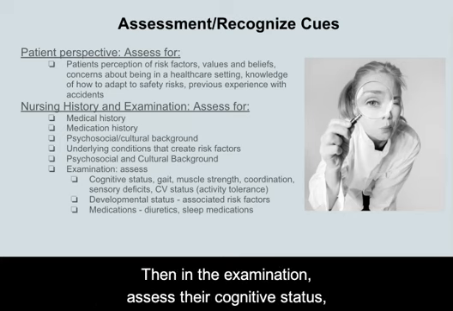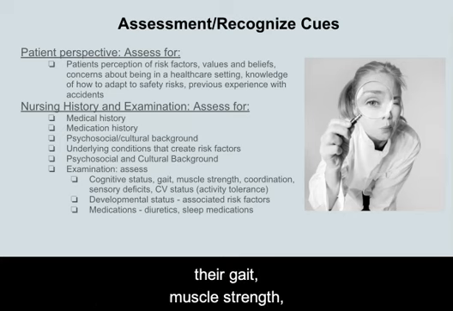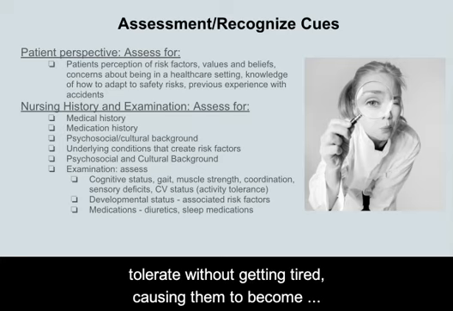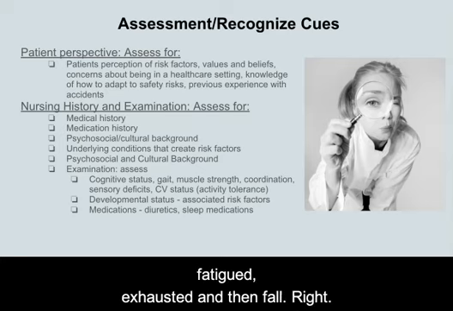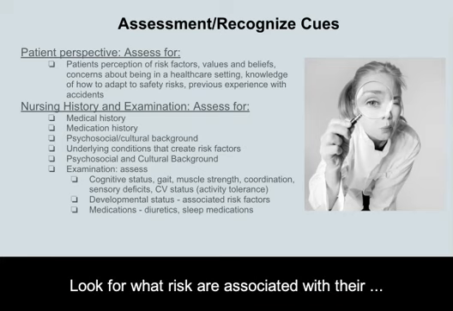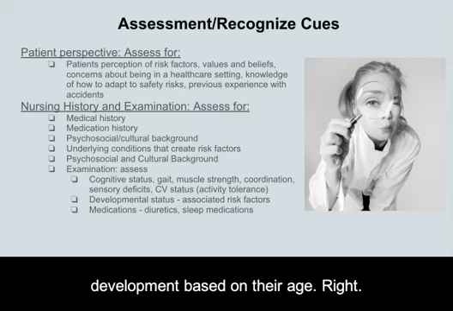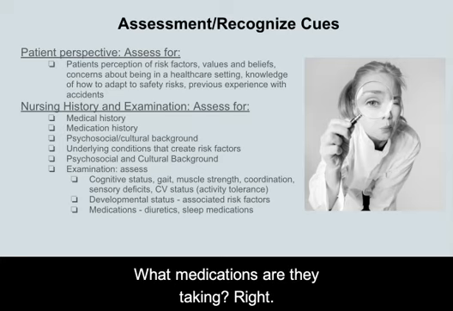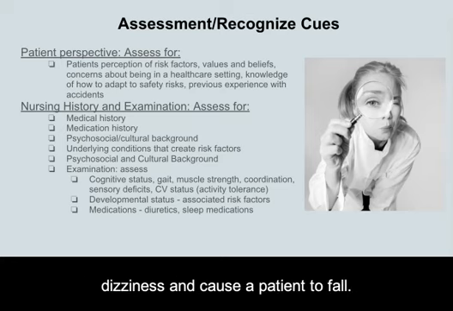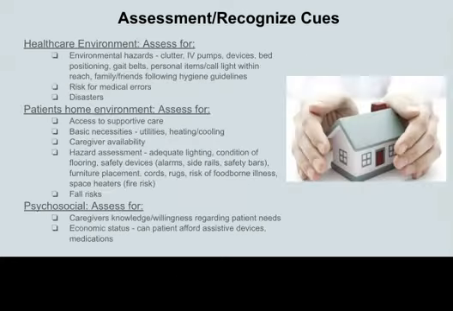Then in the examination, assess their cognitive status, their gait, muscle strength, coordination, any sensory deficits, cardiovascular status. What is their activity tolerance? How much activity can they tolerate without getting tired, causing them to become fatigued, exhausted, and then fall? Right? Developmental status. Look for what risks are associated with their development based on their age, right? What medications are they taking, right? Diuretics and sleep medications can cause dizziness and cause a patient to fall.